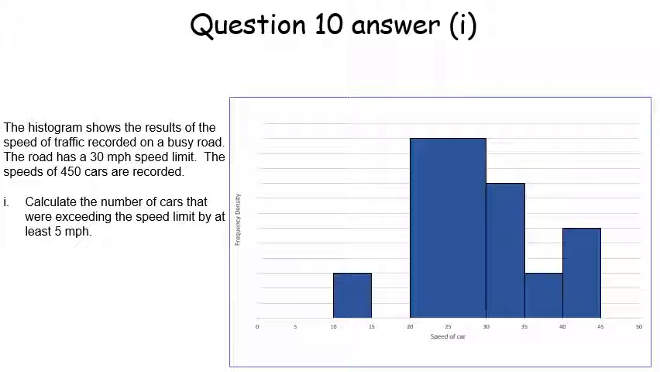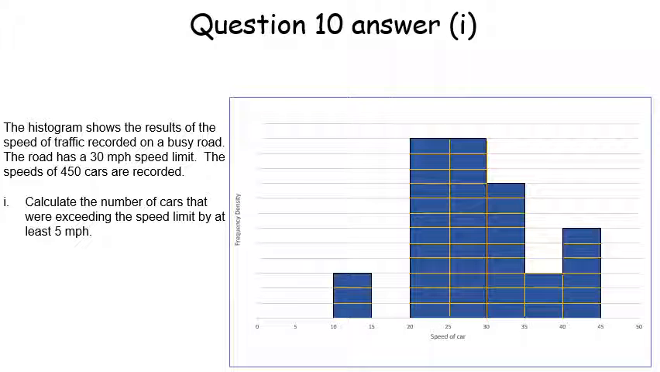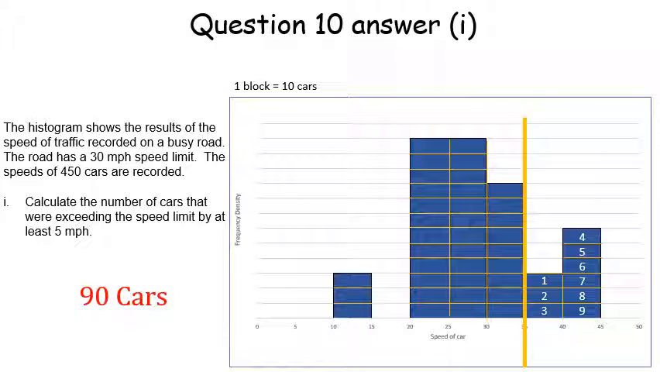Question 10. We know that the total shaded area is equal to 450 cars. If I split them into 45 equal blocks, I can tell that one block is worth 10 cars. There are 9 blocks over 35 miles an hour, so 90 cars were exceeding the speed limit by at least 5 miles per hour.